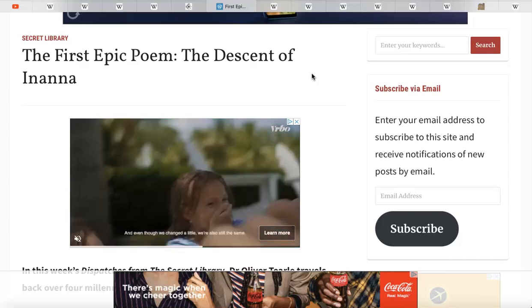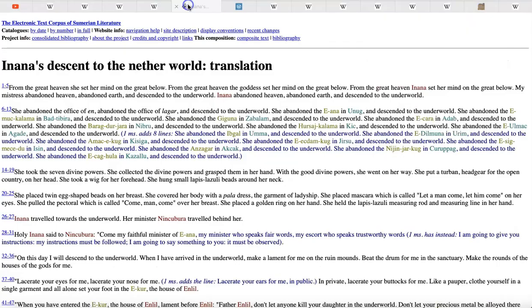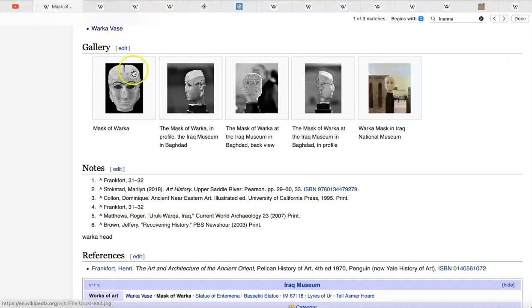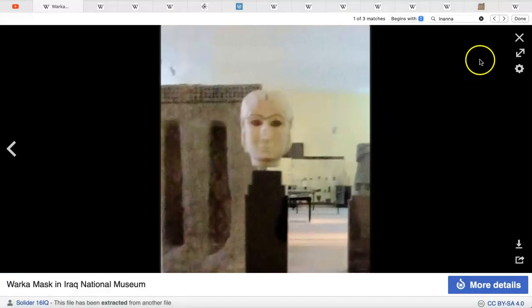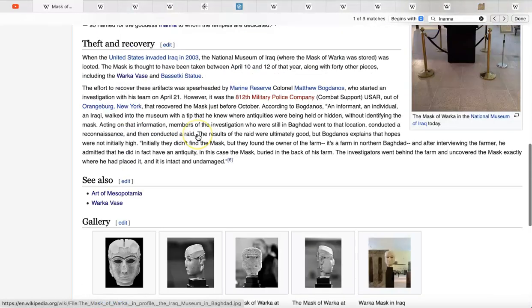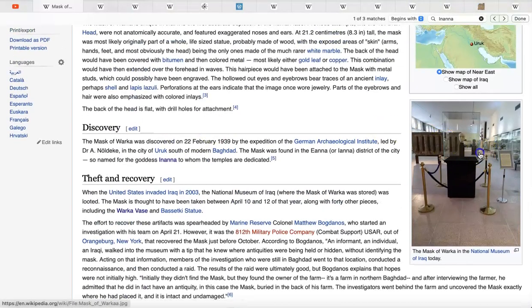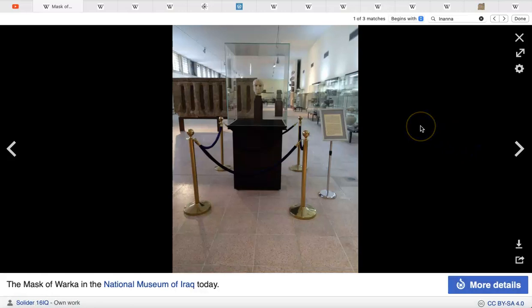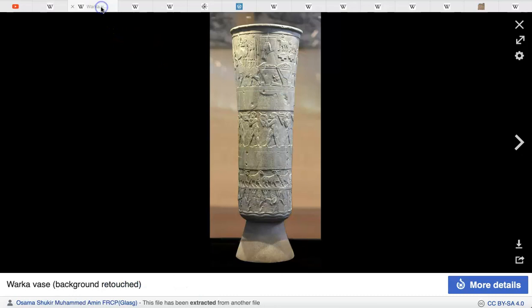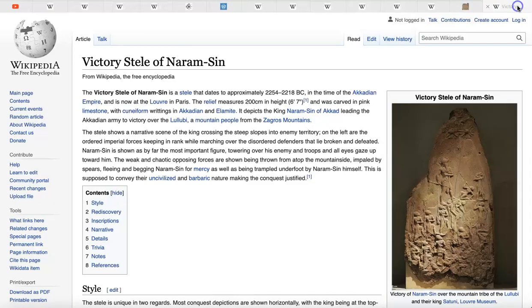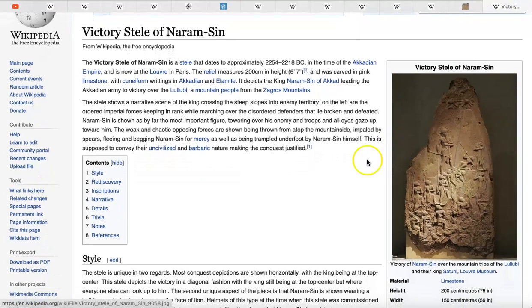And even when this art was created, whether it was this poem or this, okay, oh, this is an interesting picture. Let me put this up here. Not a very good one, sorry. This, okay, I'll put her in the National Museum of Iraq. Her, or this vase, or this thing. Yes, I'll talk about it eventually.